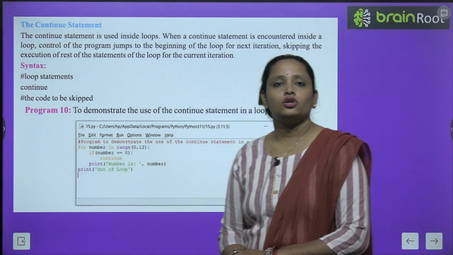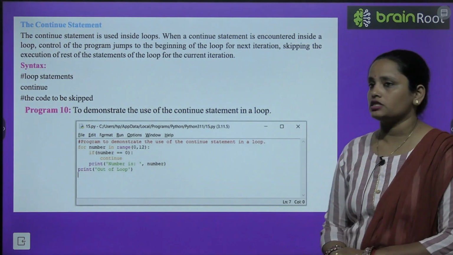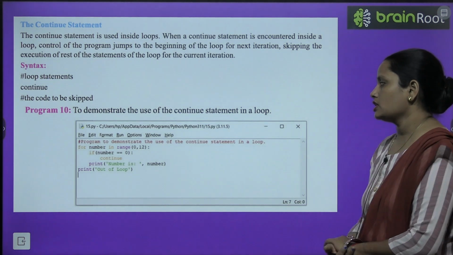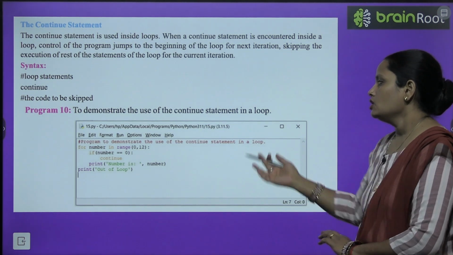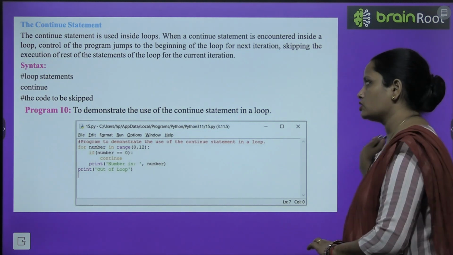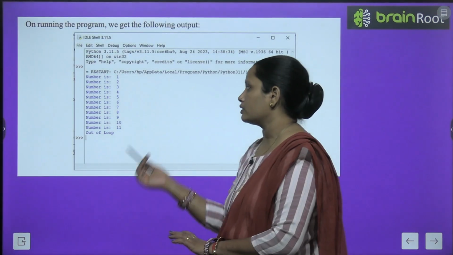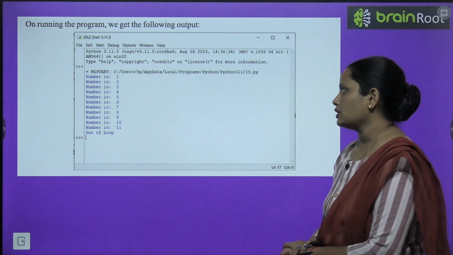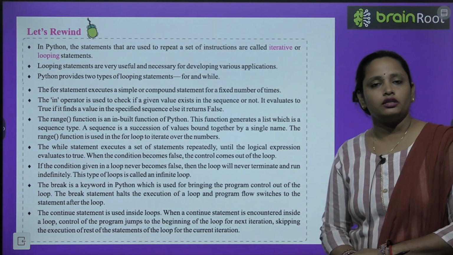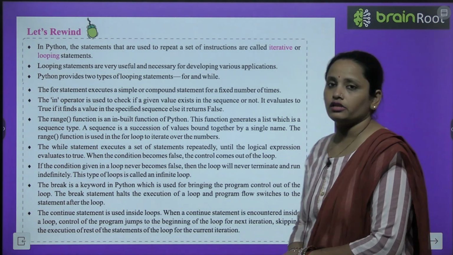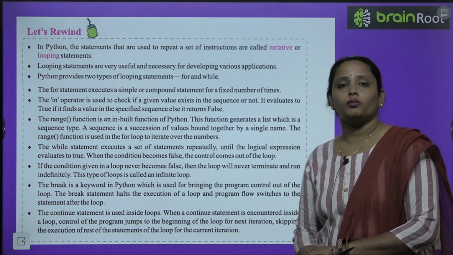So here's the syntax: loop, then hashtag loop statement, continue, hashtag the code to be skipped. So this is program 10 to demonstrate the use of the continue statement in the loop. This is the program that we are going to type, children, and here is the result. On running the program we get the following result. So we get this result when we run this program. What you have to do is run all these programs that we have learned here. Then only you will understand it better.